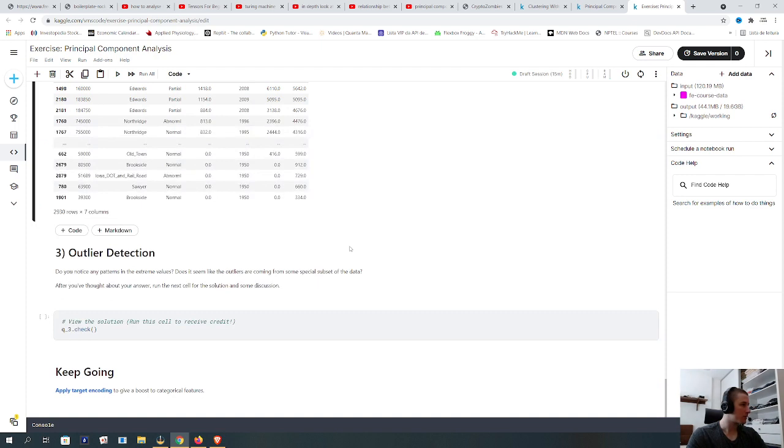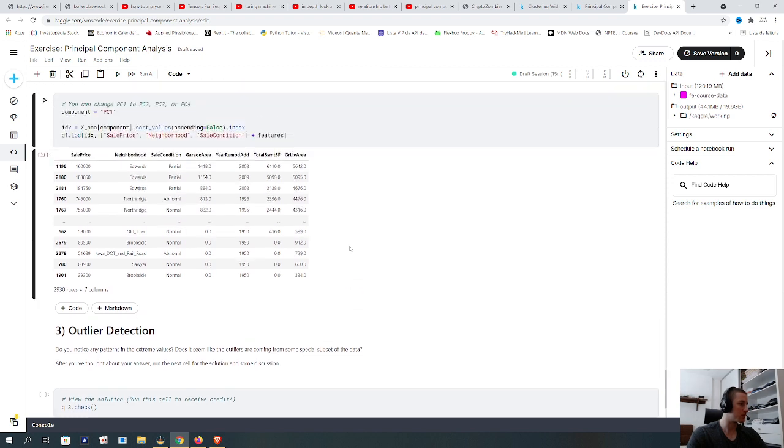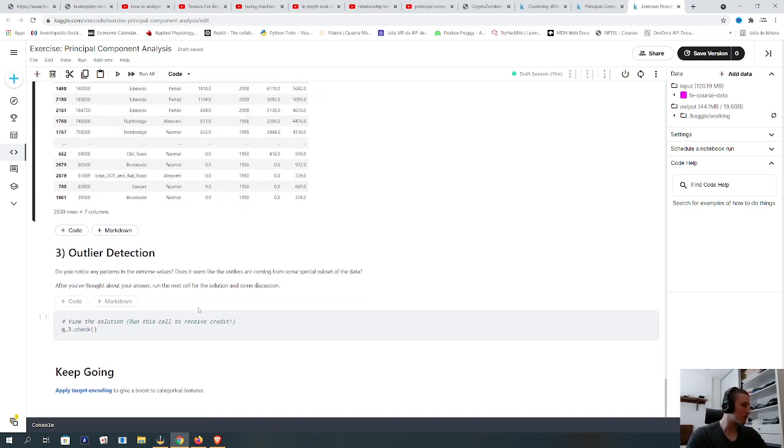Do you notice any patterns in the extreme values? Does it seem like the outliers are coming from some special subset of the data? Yeah. After you thought about your answer, run the next cell for the solution.